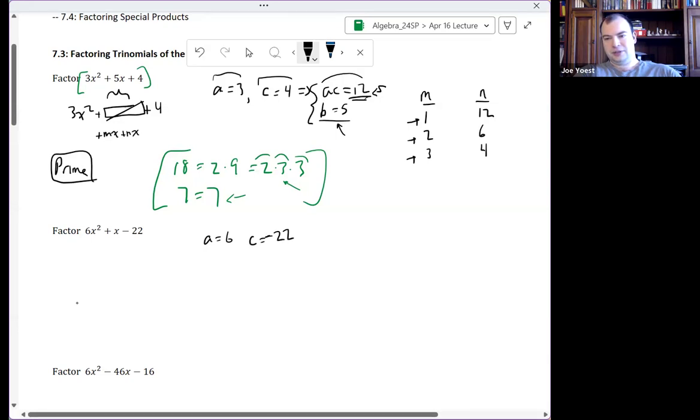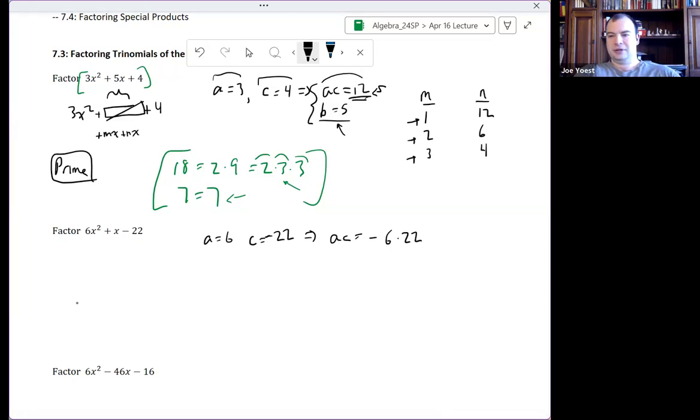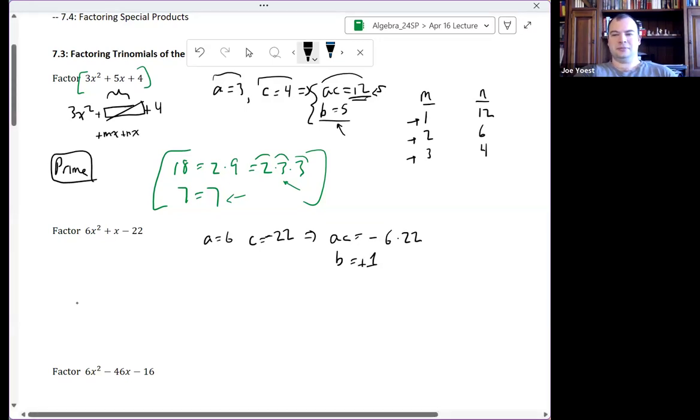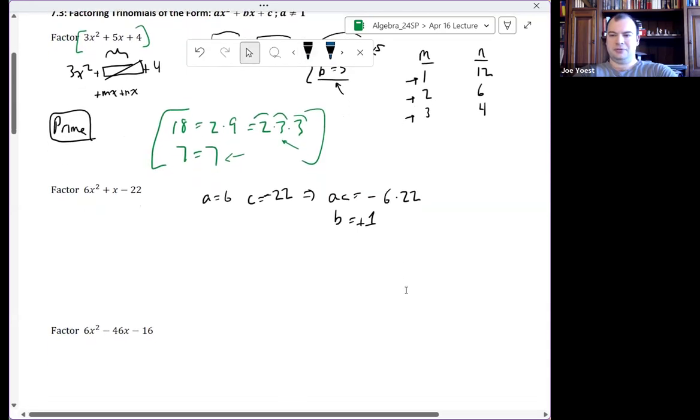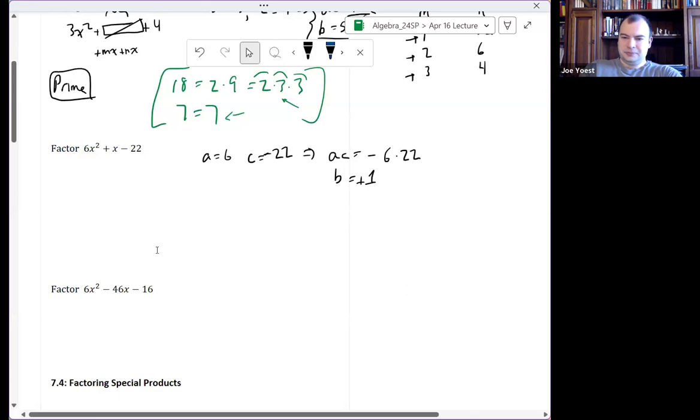C is negative 22. AC is negative 6 times 22. I'm going to leave it like that. So I'm looking for two numbers m and n that multiply to negative 6 times 22 and that add to positive 1. I'll put the plus 1 there just as a reminder that I want a positive 1 for their sum.